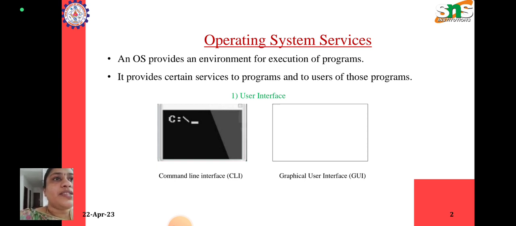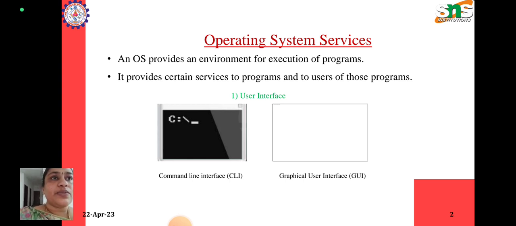Examples of the command line interface are the command prompt that you have used in Microsoft Windows, or the terminal that we have used in our Ubuntu based system. In the command line interpreter, we provide text-based commands using the keyboard in order to perform a certain task by the operating system. The most commonly used interface, however, is the graphical user interface.